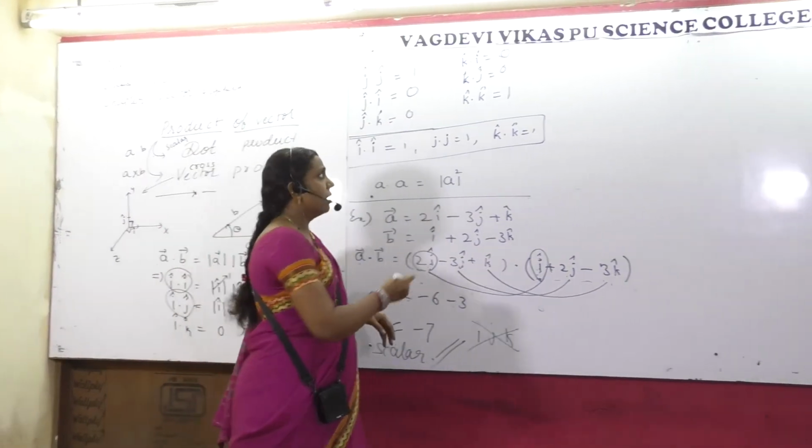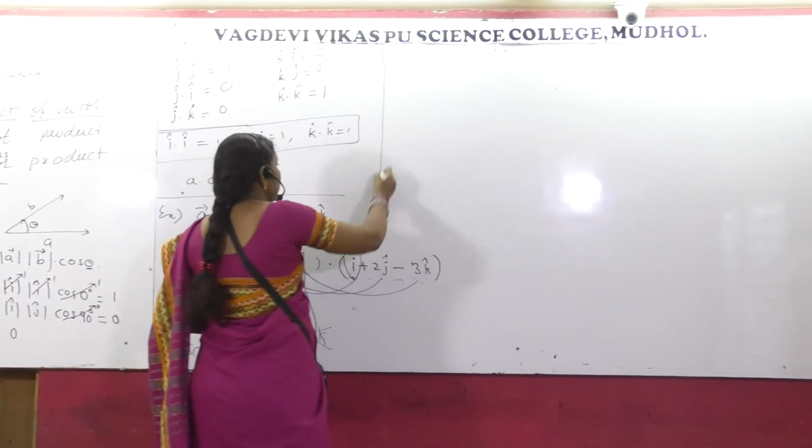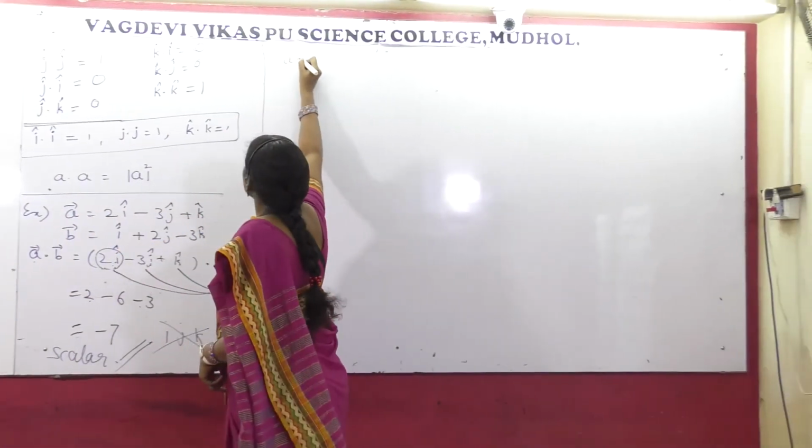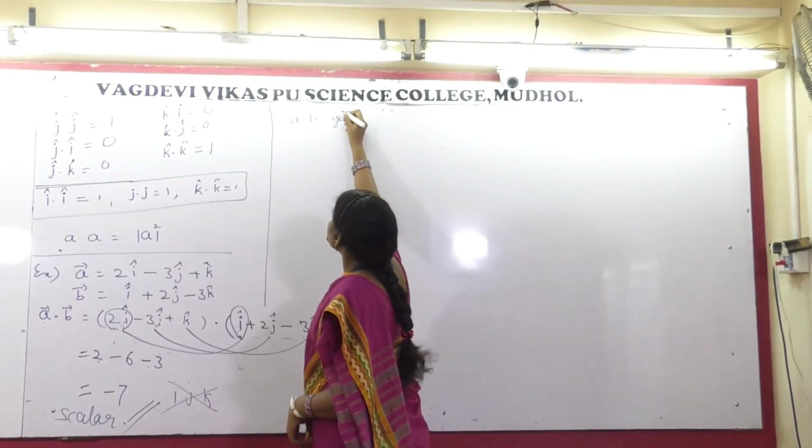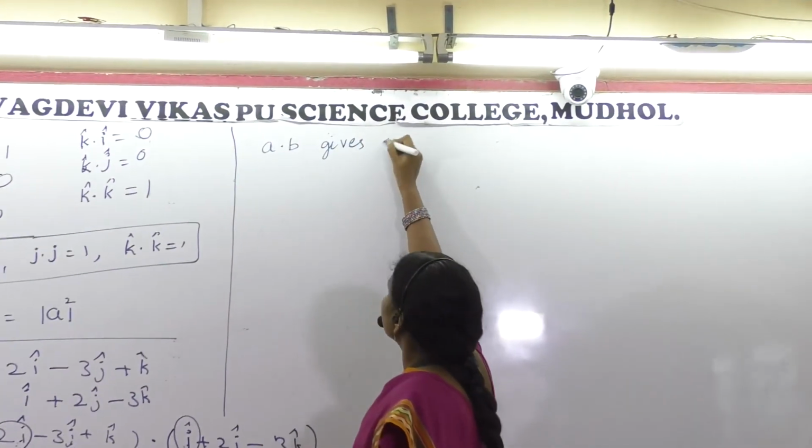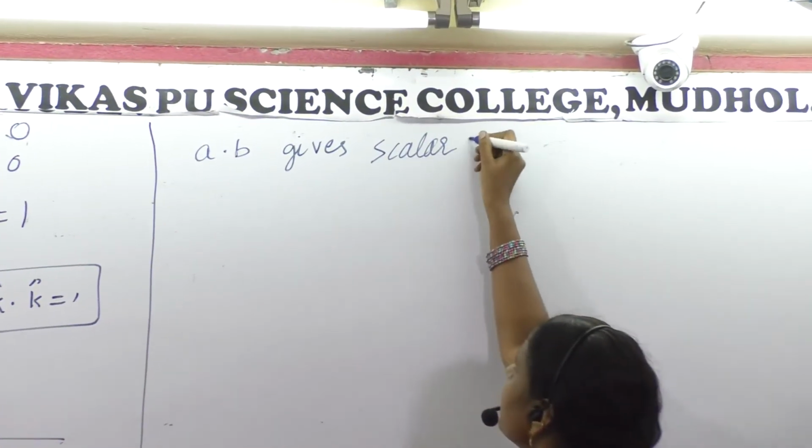So what are you going to say from this example? A dot B gives a scalar quantity.